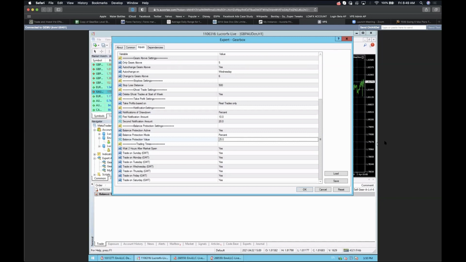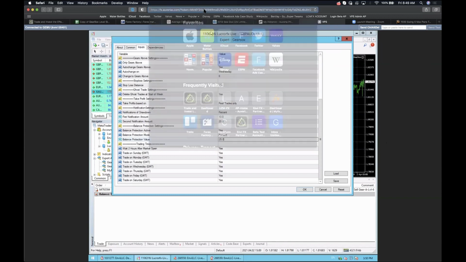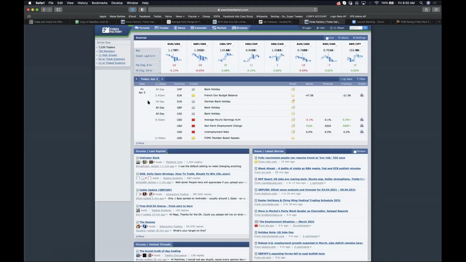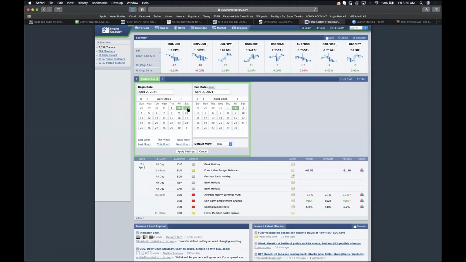Any recommendations for this next week? Absolutely. We're going to get into it right now. So let's get right into the upcoming week. Let's go over to Forex Factory and we're going to take a look at what we have going on this upcoming week. So we're going to go right into it.